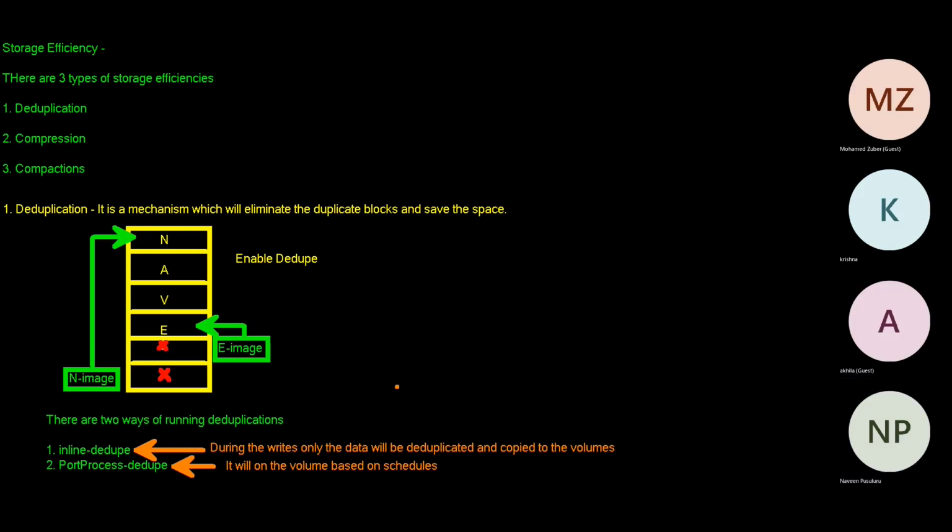Normally, for all AFF arrays, inline dedupe is the default option. But for all FAS arrays, post process is the default option. That is how they'll work. Any questions on deduplication? This is the recommendation.